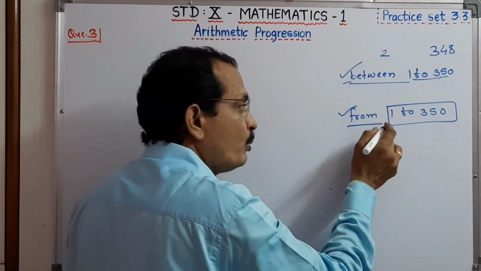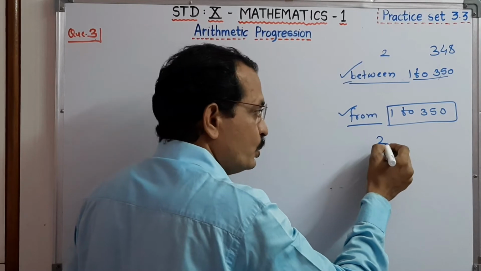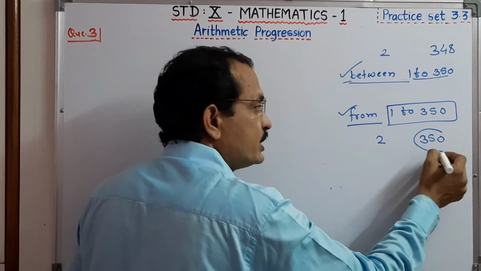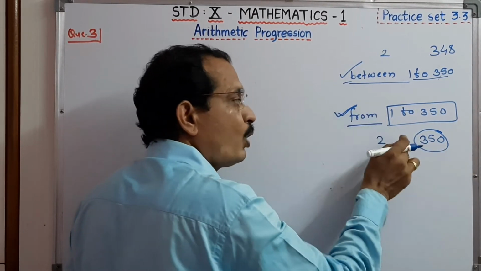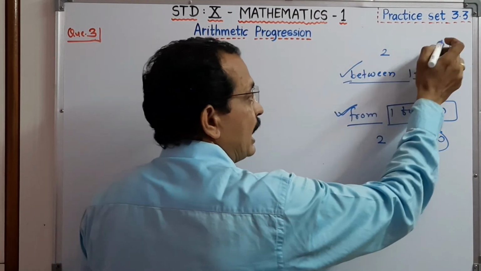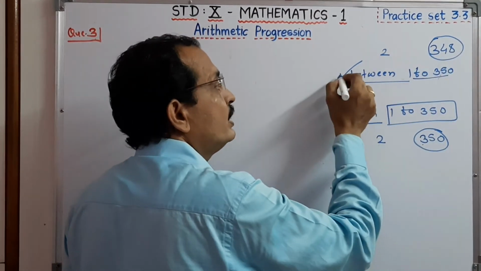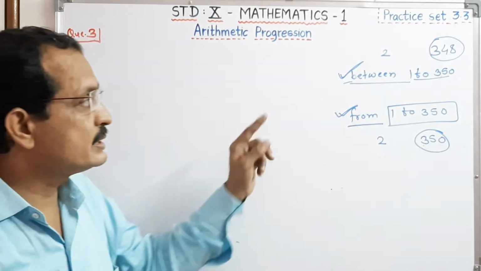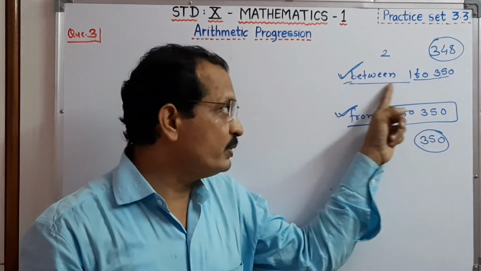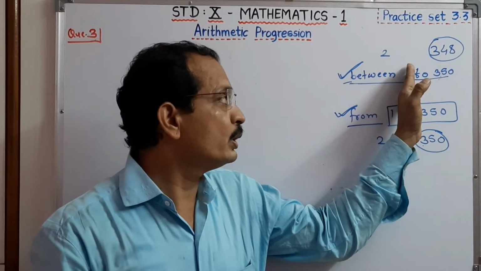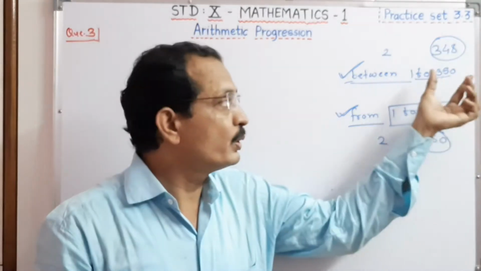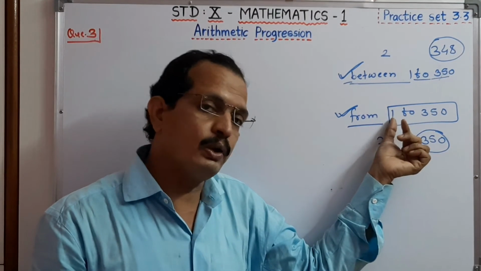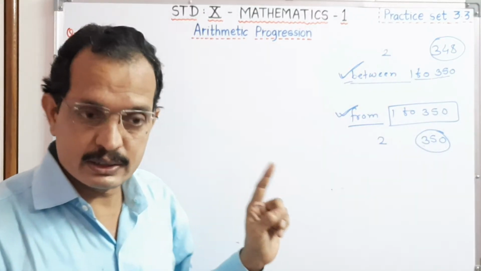And if the term from is used, then we start with the even number 2 and end with 350. That means the last term will be 350 if the word from is there, and the last term will be 348 when the word between is used. Got it? This is the difference. If between is there, then we do not take 1 and 350; we take the numbers between these two. And for from 1 to 350, we include 1 and 350 also. Okay, this is the difference.